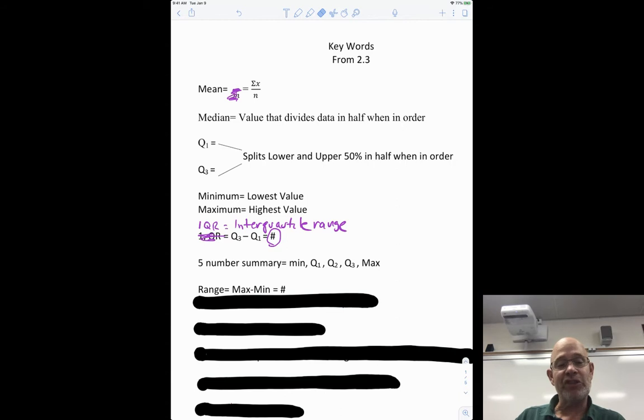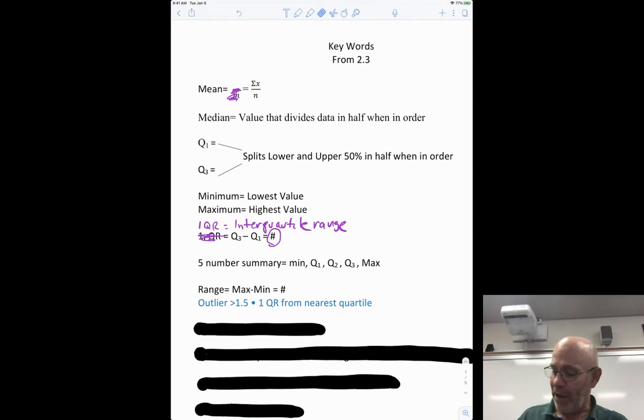Another terminology is just the range. The range of a data set is just how far it is, maximum minus the minimum. You find the biggest value, you find the smallest value, which you probably already found in that 5-number summary, and you subtract. Again, it's a number, so you don't say the range is from 60 to 100. You say the range is 40. Okay.